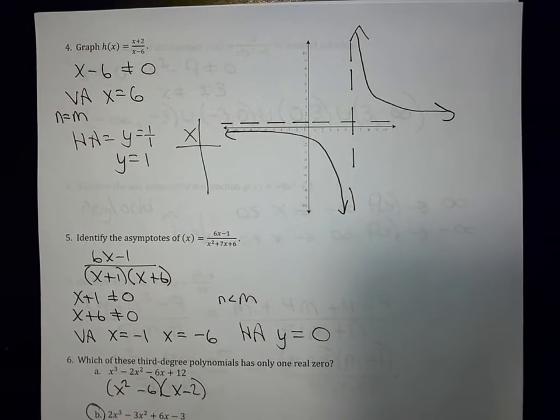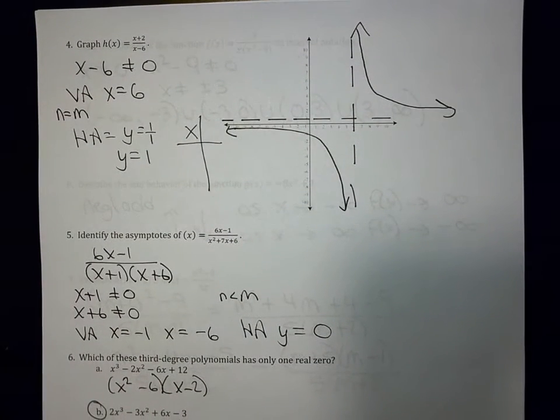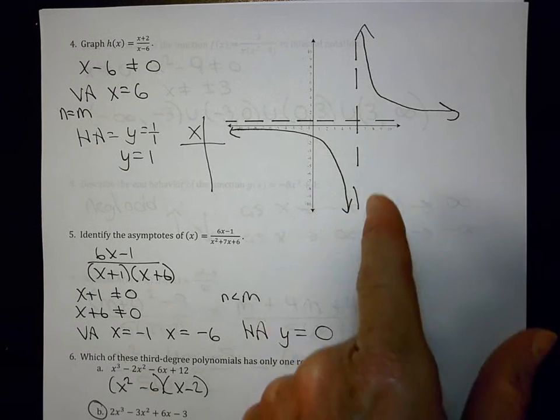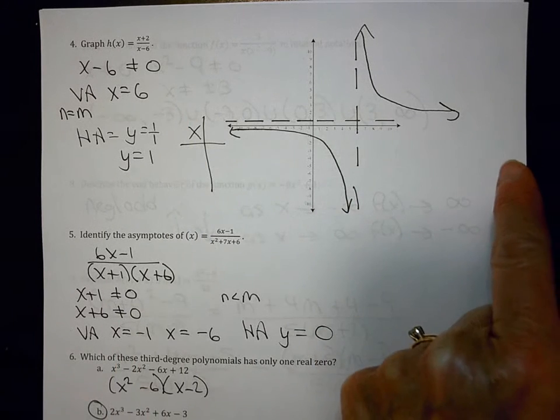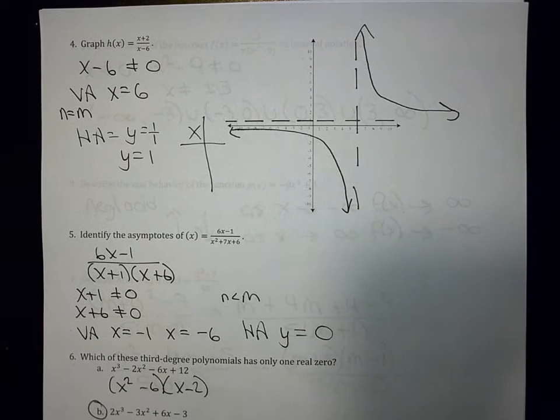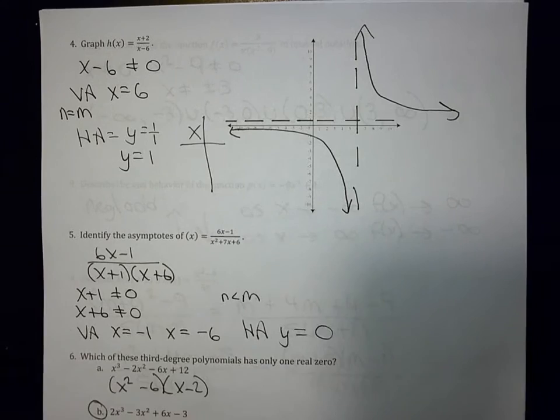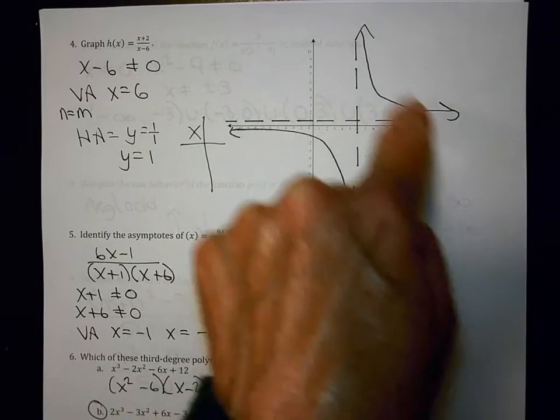Okay, so if you take a look at number 4, again, vertical asymptote is at 6, and then horizontal asymptote, because they have the same degree, it's the leading coefficient, so 1 over 1, so y is equal to 1. So we graph our vertical asymptote, we graph our horizontal asymptote, and then you would use your calculator to find some points to fine-tune the arc here and the arc there.